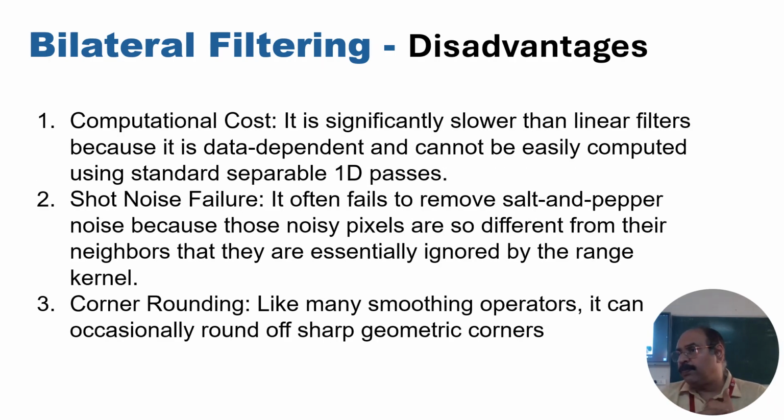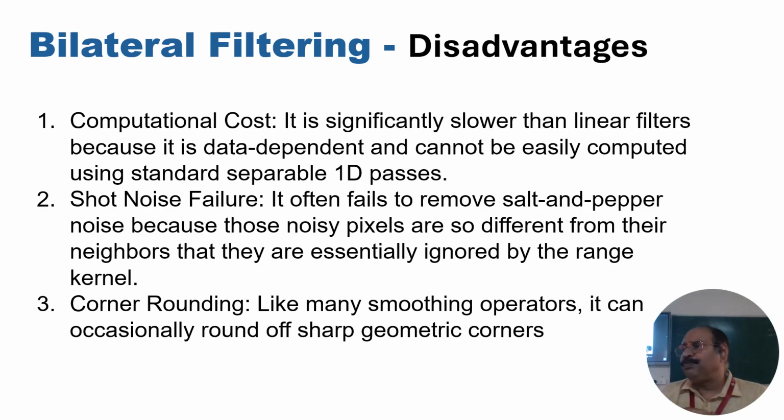Disadvantages of bilateral filtering. Higher computational cost, because you have two things. You have to find out the domain kernel and the range kernel. You have to calculate the similarity between the pixels and a center pixel for the range kernel. For the domain kernel, you need to know the spatial distance from the center pixel. So the computational cost has naturally increased to a great extent.